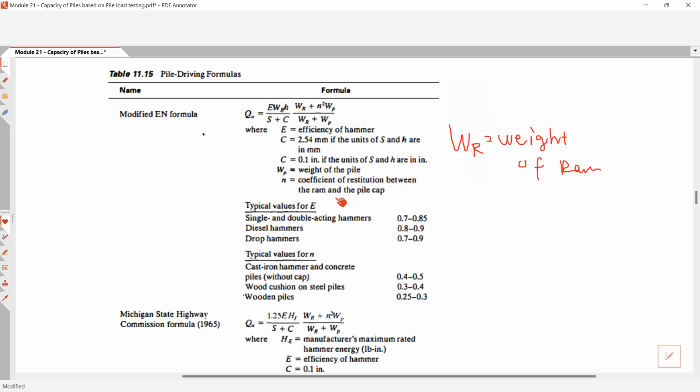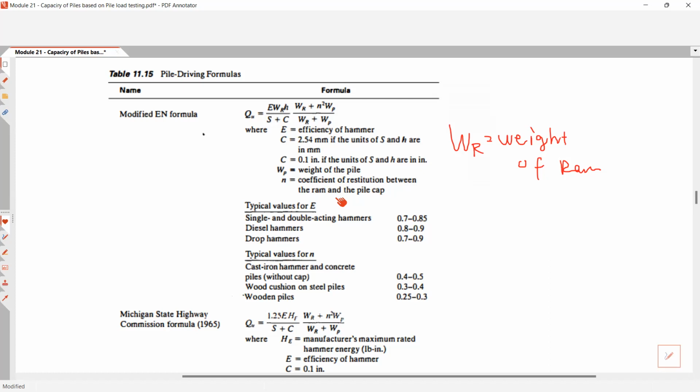Okay, so what are the typical values of E or the efficiency of hammer? For a single and double acting hammers, we have 0.7 to 0.85. For a diesel hammers, we have 0.8 to 0.9 or 80 to 90%. For a drop hammer, we have 70 to 90% or 0.7 to 0.9. And the typical values for N or for the coefficient of restitution between the RAM and the pile cap. Okay, for a cast iron hammer and concrete piles without a cap, okay, without pile cap, is 0.4 to 0.5.